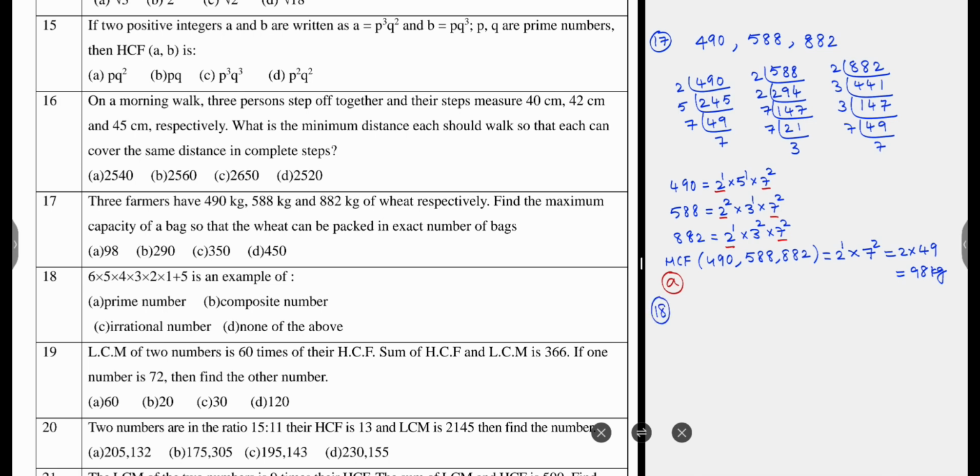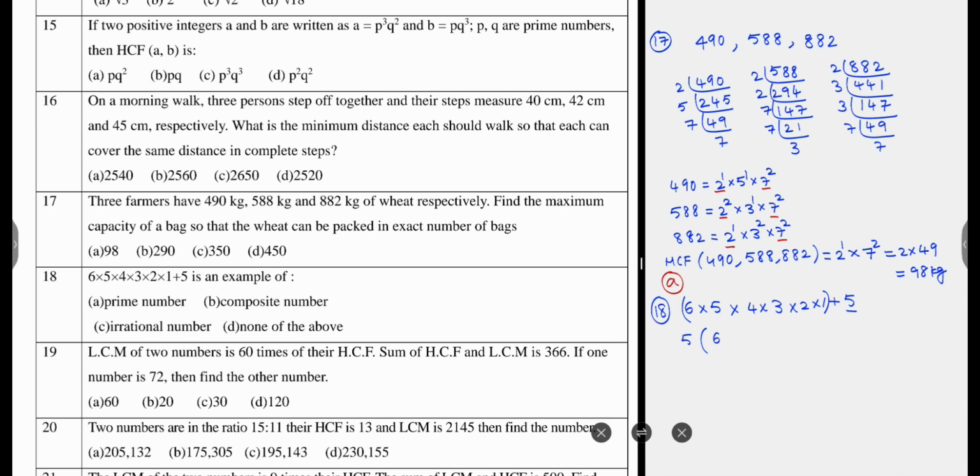This type of question we have already in the textbook. It can be expressed as a product of prime numbers. When a number is expressed as a product of prime numbers, from the uniqueness of the fundamental theorem of arithmetic, we can say that it is a composite number. The number is given: 6 into 5 into 4 into 3 into 2 into 1 plus 5. Now this thing is one number and here 5 is one number. In these two we have 5 common.